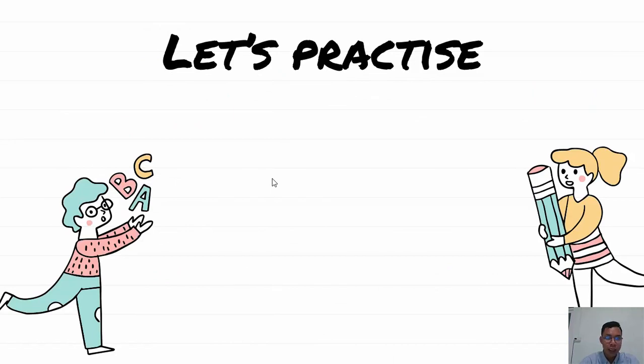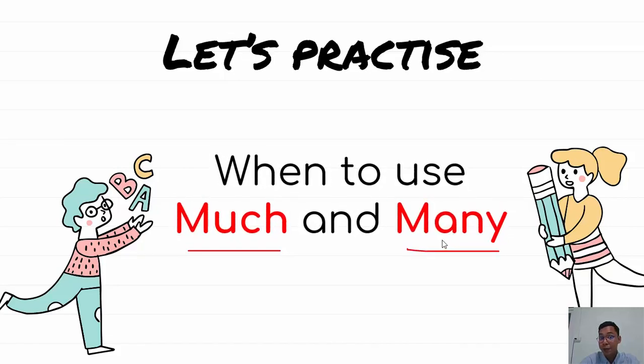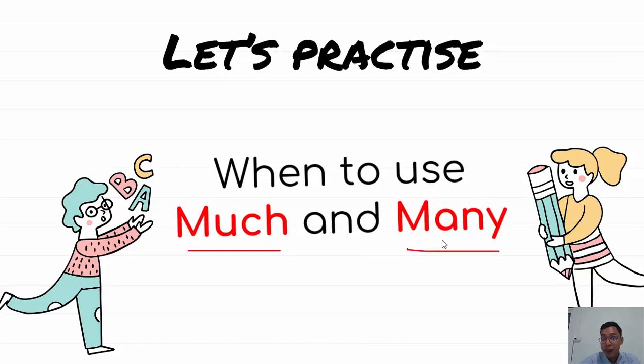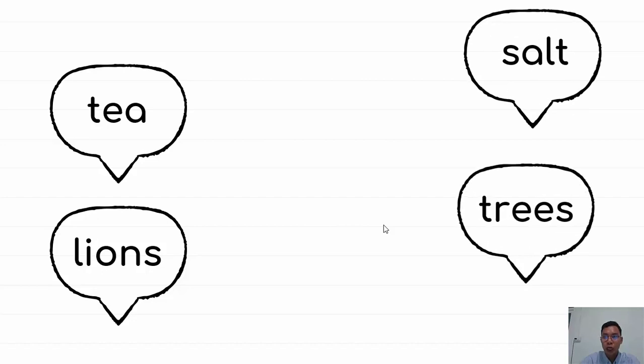So let's practice, okay? When to use much and when to use many. เราจะใช้ much กับอะไร เราจะใช้ many กับอะไร Alright. Tea, lions, salt, trees. Okay, tea is an uncountable noun. Lion is a plural and countable noun. Salt is an uncountable noun. Trees is a plural and countable noun.